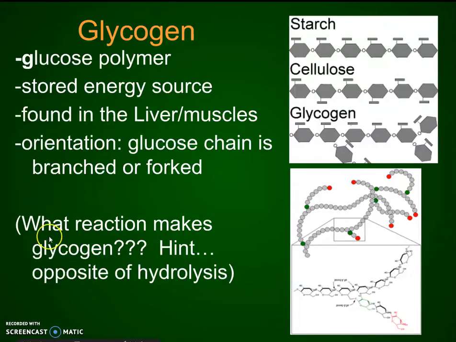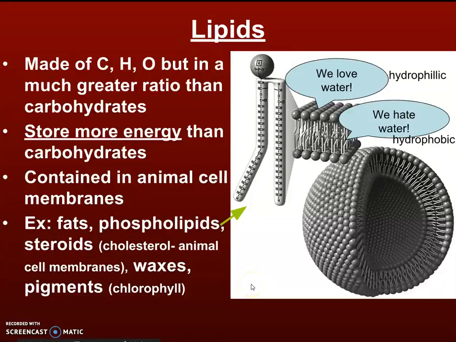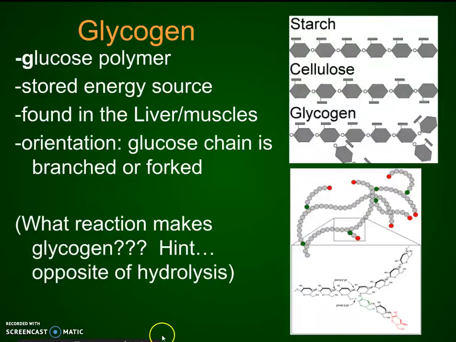But the reaction that makes glycogen in the liver and muscles, that actually makes these branch chains, is the opposite of hydrolysis, and that would be what? It's a thing where you lose a water and you put two of these together, and then these two and these two, and you make this long chain. It's called dehydration synthesis. So that is the end of the carbs notes.